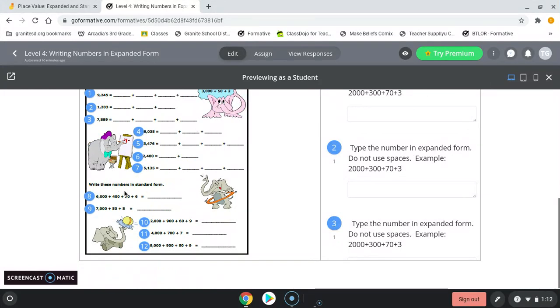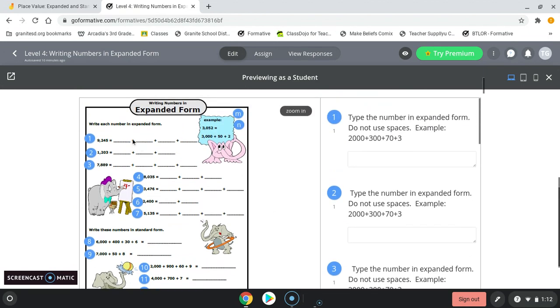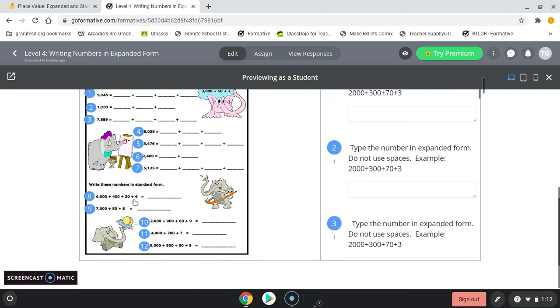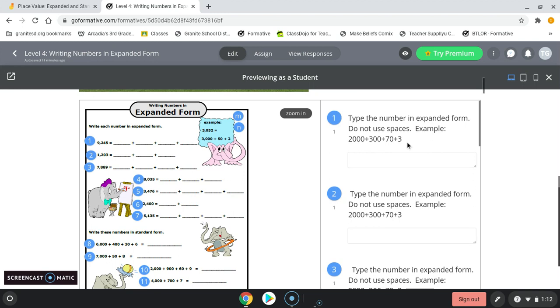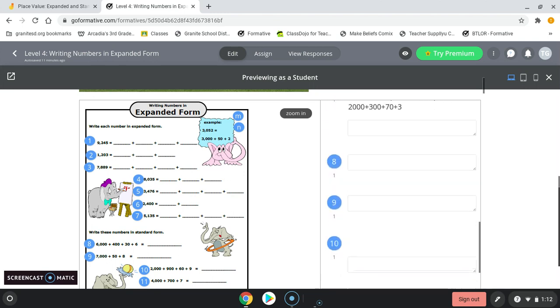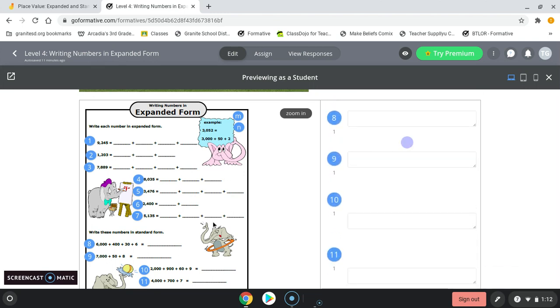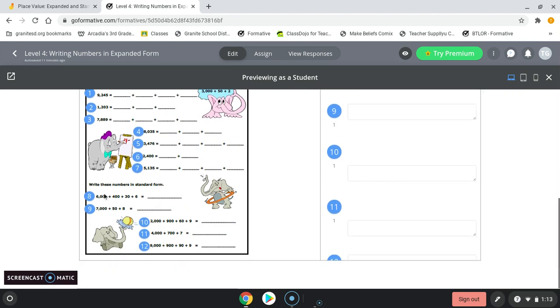All right, second part of that assignment looks like this. So it says write these numbers in standard form. So exactly what we were just doing, right? So top part, pull them apart into expanded form. Bottom part, smush them back together for standard form. Notice here it says type the number in expanded form. Do not use spaces. So the example they gave you, just type your 2,000 plus your 300 plus your 70 plus your 3. No spaces. All right. Just notice that there's no instructions down here when you get to 8, but that's just right here where it says write these numbers in standard form. So just smush them back together.